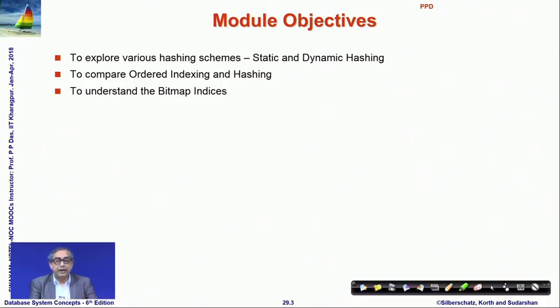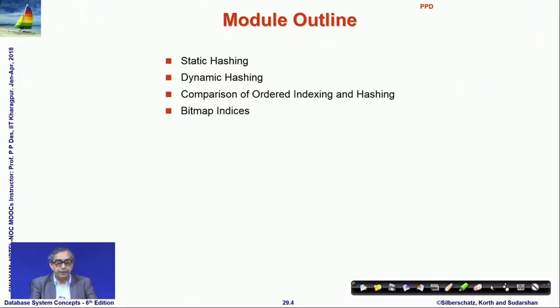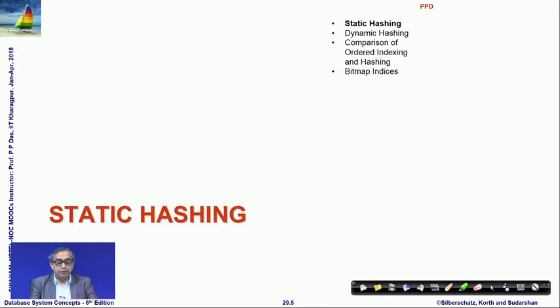We will look at static and dynamic hashing, and we will then compare ordered indexing, which we have discussed already, with hashing, and we will also understand what are called bitmap indices. So, this is the module outline.